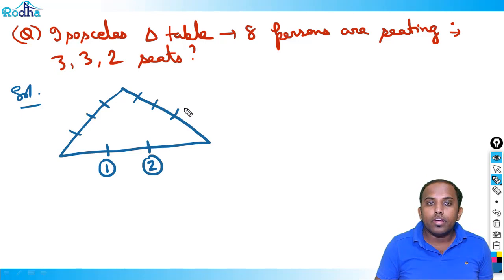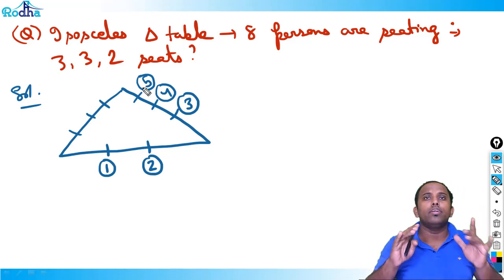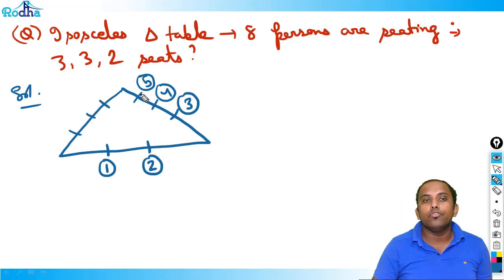Now the person sitting here is person number three. He will have a different view from one and two, obviously, because he's sitting on the equal side. The person sitting here will again have a different view because he's sitting toward the middle. Just imagine sitting there and viewing. This person has a different view from 3 and 5, because for 3 the left corner is nearest, and for 5 the right corner is nearest.